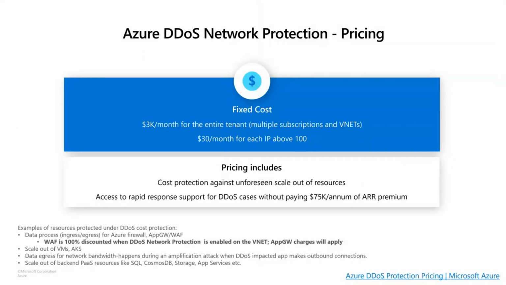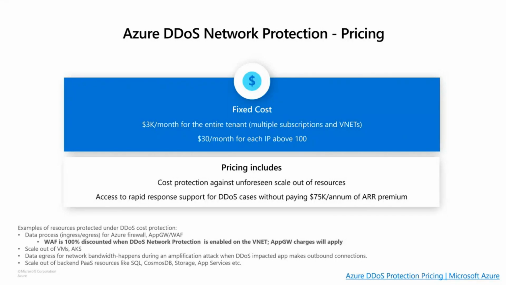So DDoS network protection is priced per month, per plan. The DDoS plan works for the entire tenant, right? So it's $3,000 per month, and 100 IPs are covered. If it is more than 100 IPs, it is $30 per month per additional IP. But there are many benefits in addition to the cost protection.